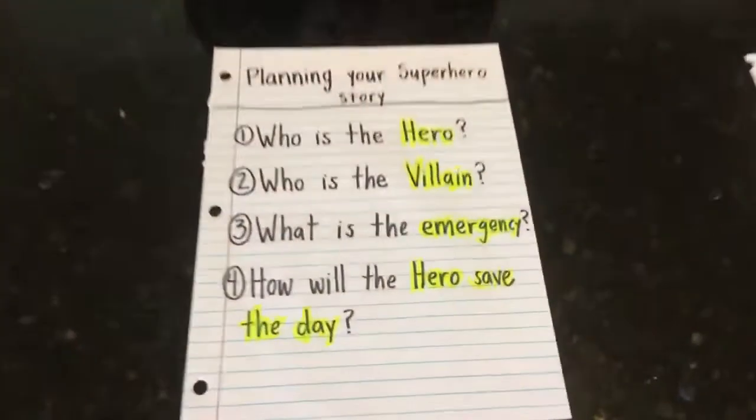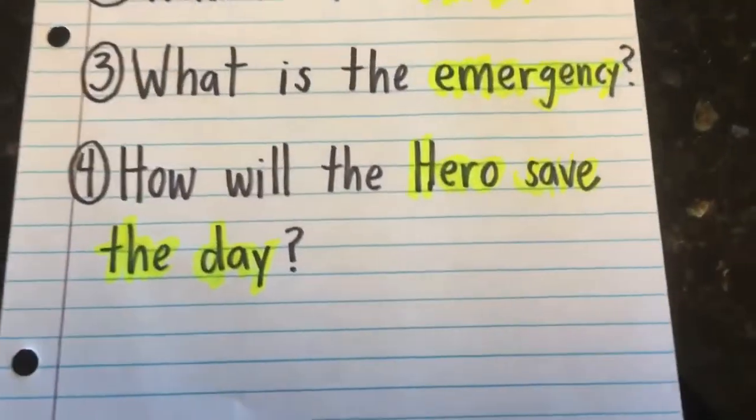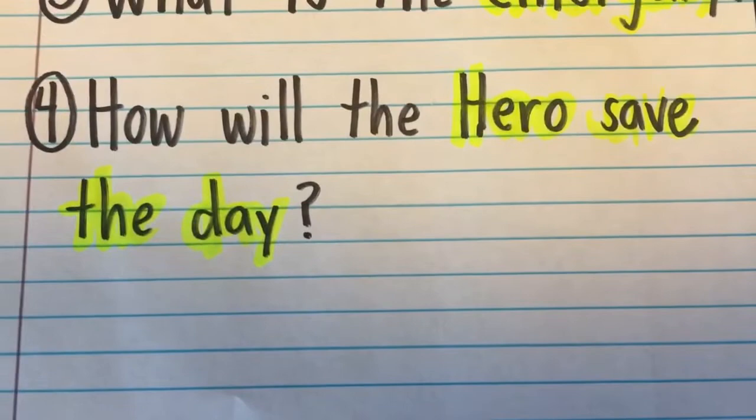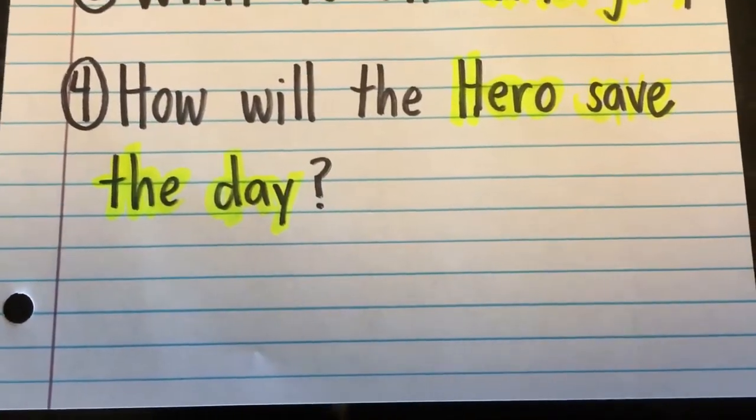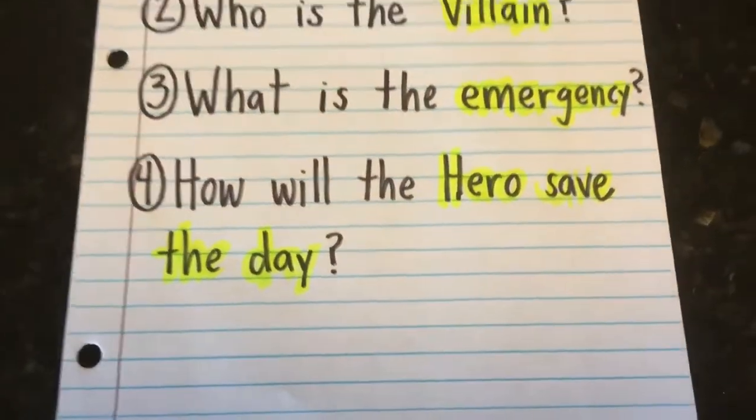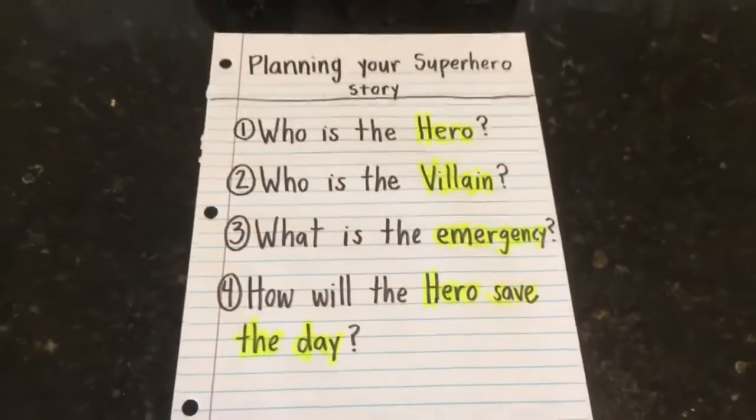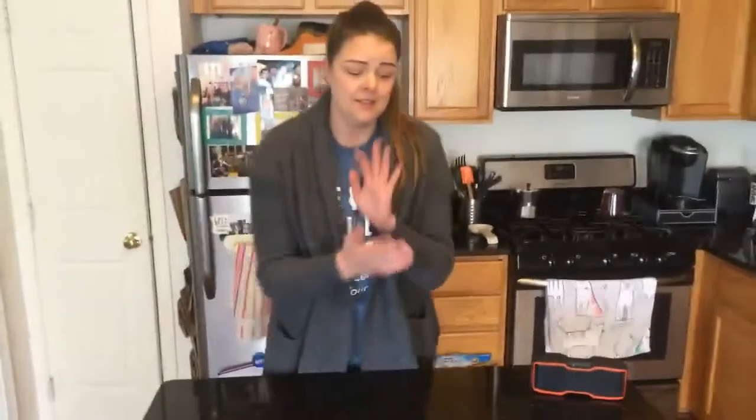And the fourth thing that you have to figure out before you write your superhero story is how will the hero save the day? What are they going to do to save the day? Are they going to catch that bus from falling off a bridge?